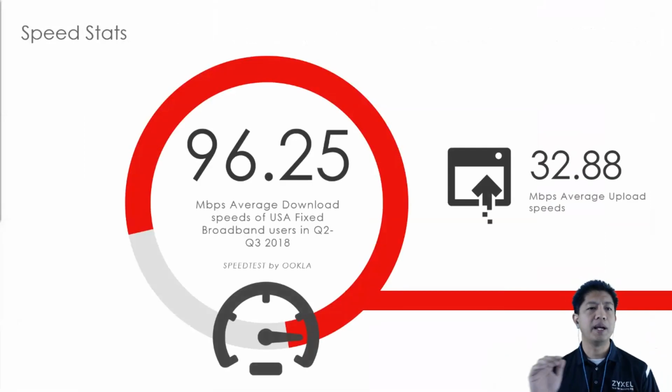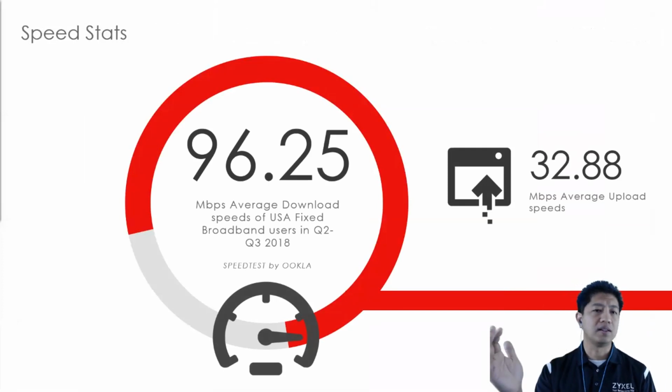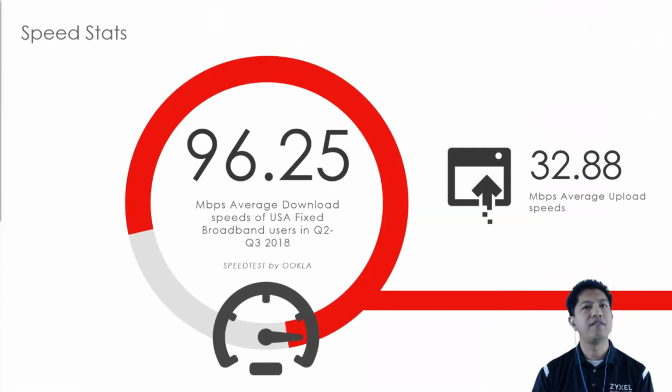Based on speed tests from Ookla, the average download speed in the United States right now is just over 96 megabits per second. That's the fixed broadband speed, and the average upload speed is about 33 megabits per second. So my speeds at home are actually already in that range. In the business space, it's becoming more and more widely available to have speeds much higher than your typical 25 megabits, 50 megabits.